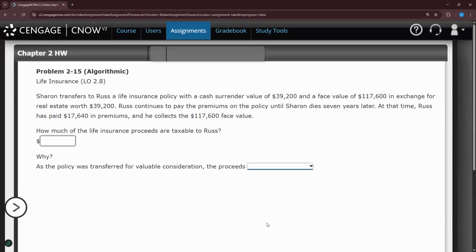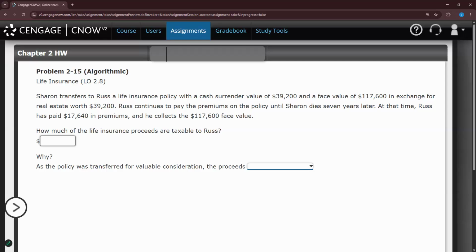All right, so we have another life insurance question. How much of the life insurance proceeds are taxable to Russ? Here it states Sharon transfers to Russ a life insurance policy with a cash surrender value of $39,200 and a face value of $117,600 in exchange for real estate worth $39,200. Russ continues to pay the premiums on the policy until Sharon dies 7 years later. At that time, Russ has paid $17,640 in premiums, and he collects the $117,600 face value.